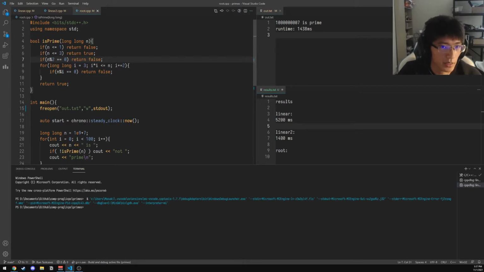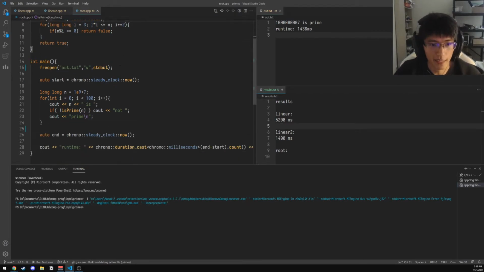And then we're also doing the same optimization of dividing by 2 first and checking the remainder, and then you can increment by 2 every time. And if n mod i equals 0, return false. So it's the same thing, except going only up to the square root of n.